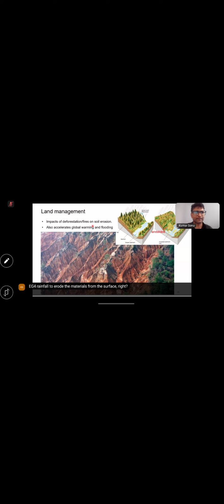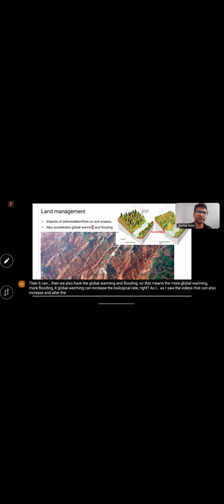Then we also have global warming and flooding. The more global warming, the more flooding; global warming can increase the biological rate, as I saw in the videos, and can also alter the soil erosion rate. We can also go home and see how important land management is. Here we can see a lot of landslides happening, and finally it will lead to a lot of sediment erosion going into the river movement, the riverbed.